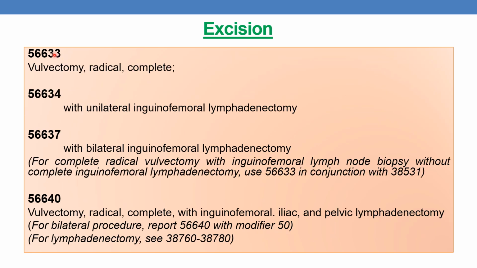Next is 56633, vulvectomy radical complete, and 56634 for vulvectomy radical complete with unilateral inguinofemoral lymphadenectomy. Next, 56637 for vulvectomy radical complete with bilateral inguinofemoral lymphadenectomy. Next CPT is 56640, vulvectomy radical complete with inguinofemoral, iliac and pelvic lymphadenectomy. And for bilateral procedure, report 56640 with modifier 50.